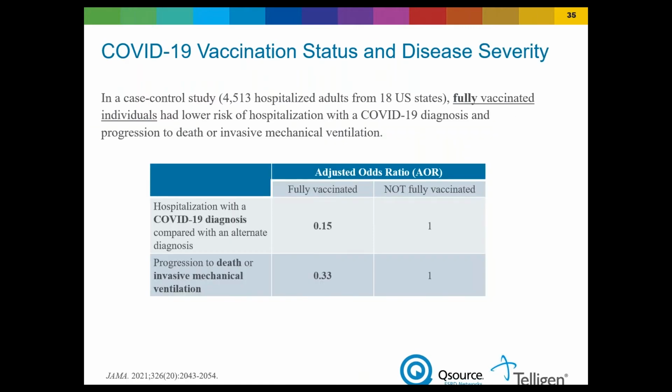So this is a case control study involving 4,500 hospitalized adults from 18 United States, comparing fully vaccinated individuals and those who were not fully vaccinated. Again, it showed lower hospitalization rate in this cohort. They were 85% lower hospitalization rate compared to those who were not vaccinated. And the risk of death and requirement for invasive mechanical ventilation was 67% lower compared to those who were not fully vaccinated. Next slide.